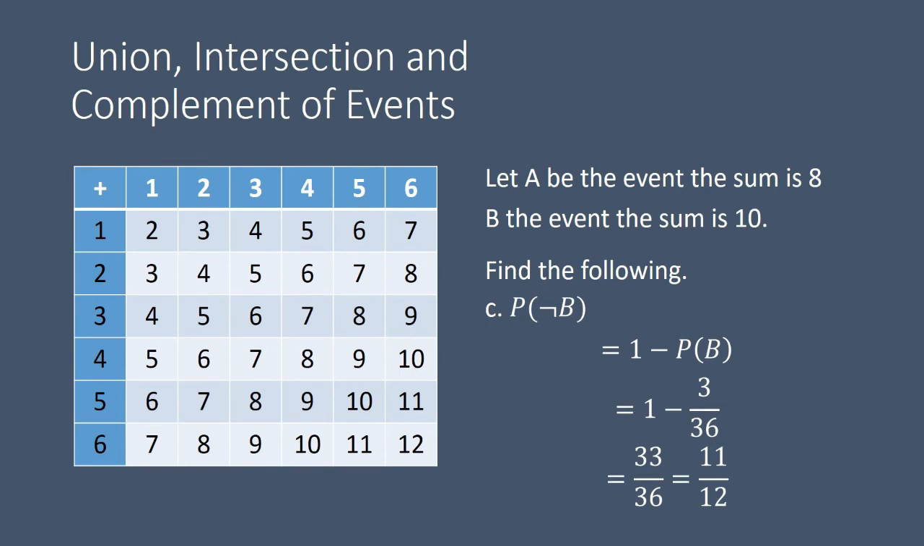The probability that when you roll a pair of dice, the sum is not a 10 is equal to 11 over 12.